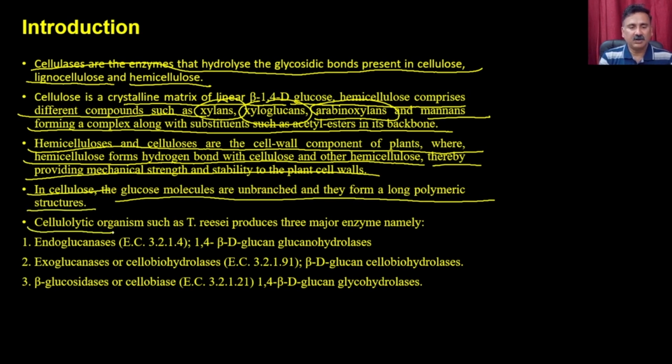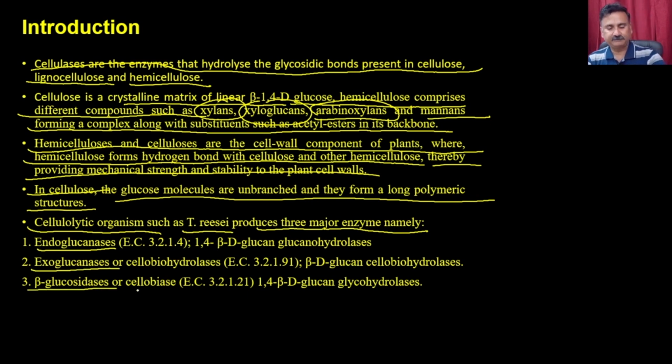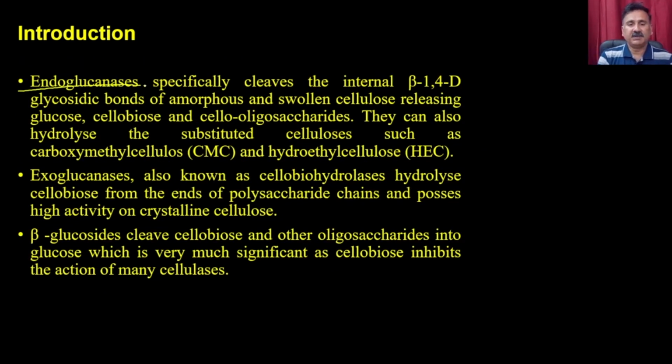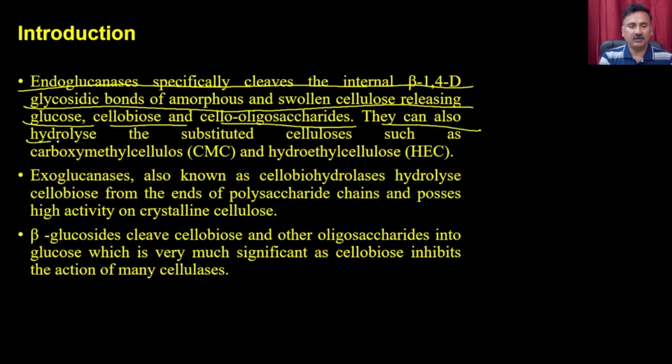Cellulolytic organisms such as Trichoderma produce three major enzymes, namely endoglucanases, exoglucanases, and beta-glucosidases or cellobiases. Endoglucanases specifically cleave the internal beta-1,4-D-glycosidic bonds of amorphous and swollen cellulose, releasing glucose molecules, cellobiose, and cellooligosaccharides. They can also hydrolyze substituted celluloses such as carboxymethylcellulose and hydroxyethylcellulose.